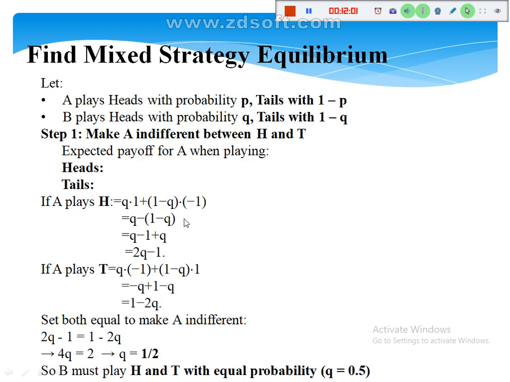So 1 and minus 1. So what is the probability? Q and 1 minus Q. So probability into payoff: Q into 1 plus 1 minus Q into minus 1. So solving this we get 2Q minus 1.